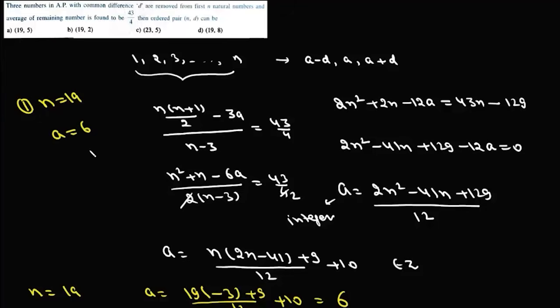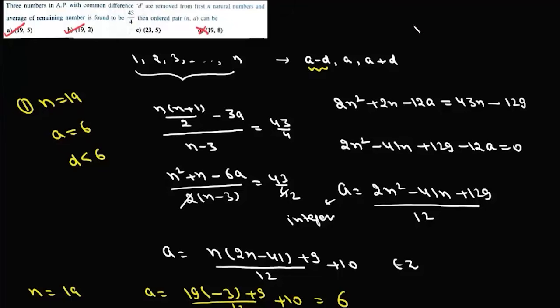Now since we have a minus d, that means the value of d should be less than 6. So for 19, we can choose any value of d which is less than 6. One of the options is 19.5, another option is 19.2. We cannot choose 19.8. Now what if n is 23?